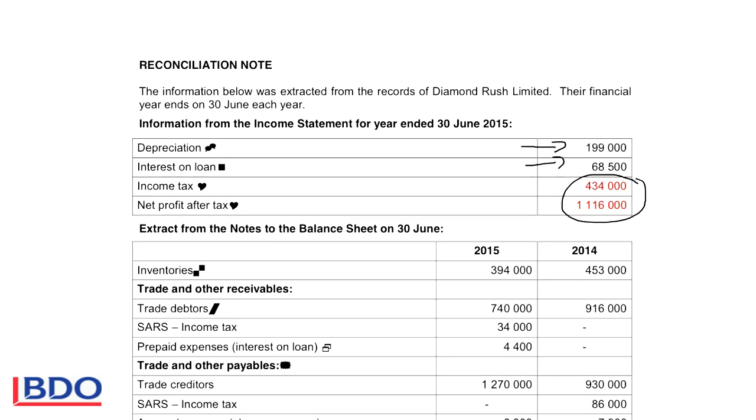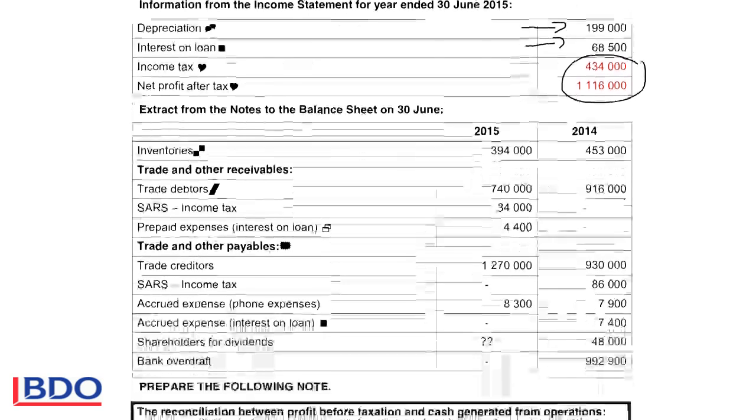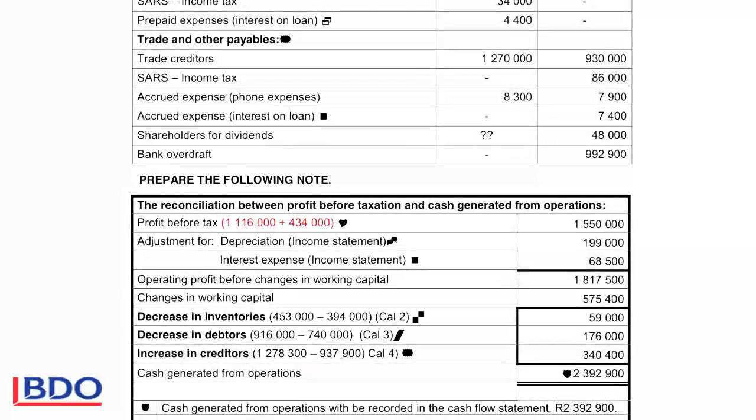So if I look at the note, I take the profit before tax plus the tax and I add up and I get the profit before tax. Then I will add the depreciation to that amount and I will add the interest to the amount. And those three together will then give me the operating profit before changes in working capital. So this is the actual inflow of money more than outflow of money.